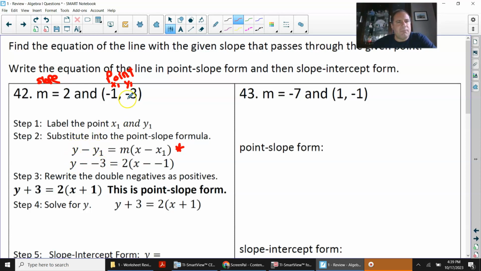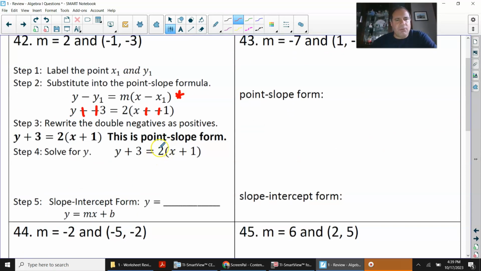It's y minus y1. The y1 is -3, so I put it down here, y minus a -3 equals 2 times x minus x1, which is -1, right? They both become positives because there's double negatives. And that's why I get this. This, in bold, is point slope form. Once you get over point slope form, all you have to do is solve for y to get to slope intercept form. Right? So it looks really difficult, but it's not that bad. It's not. Once you get the hang of it, right?